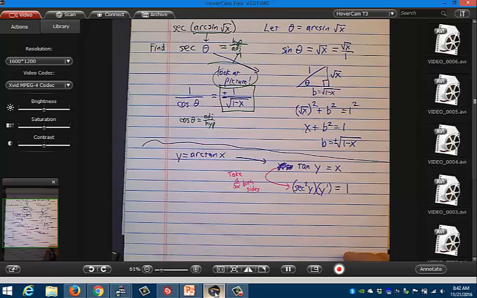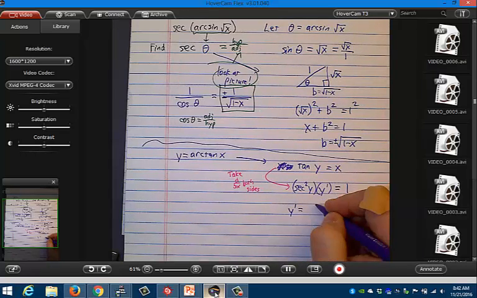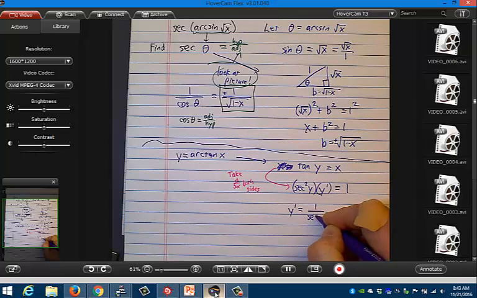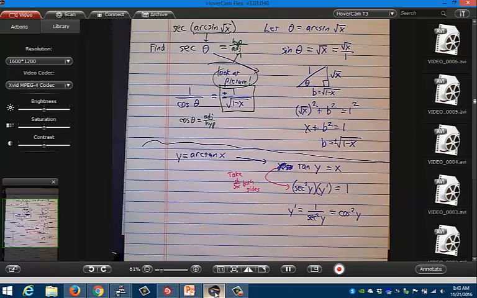So y prime equals what? 1 over secant squared of y. Hey, what's 1 over secant squared of y? You could do better than that. Because secant is a reciprocal, right? Of what? So this is just cosine squared of y. Now, I don't quite like this formula because it has y prime and y in it, okay? But we can do better if we have the idea up above.